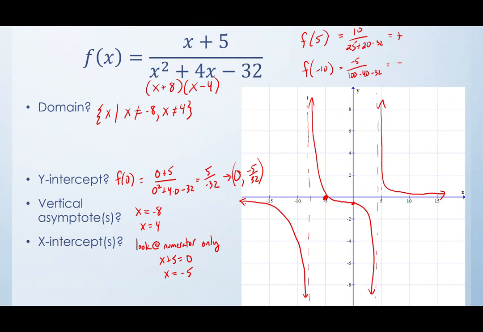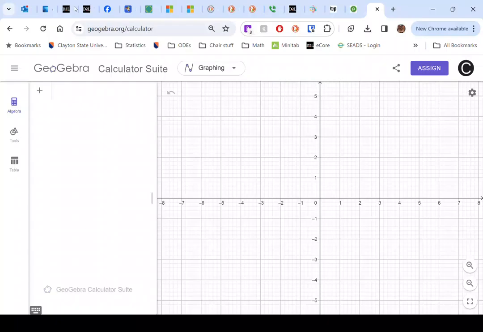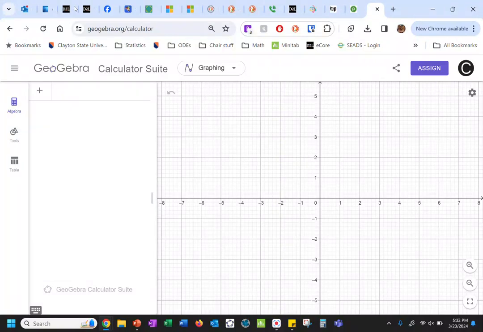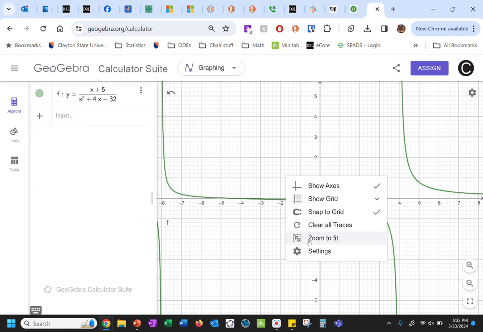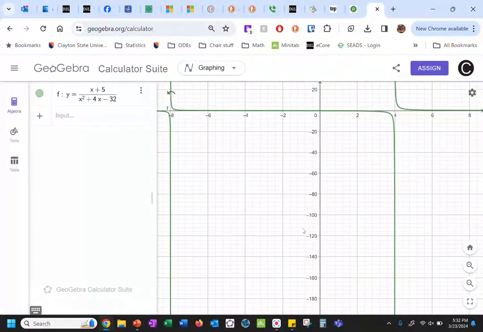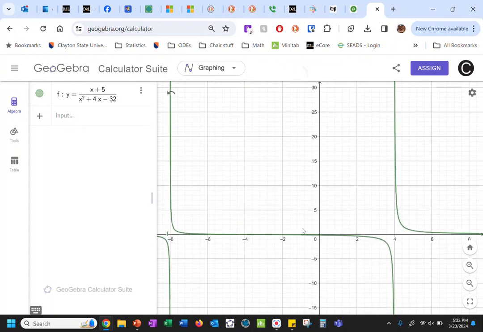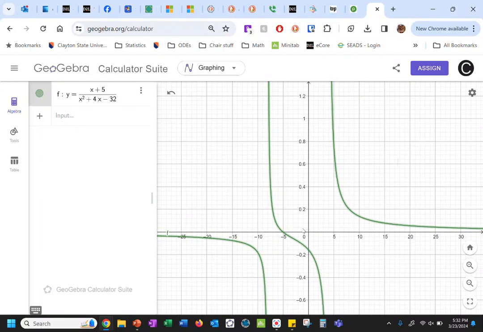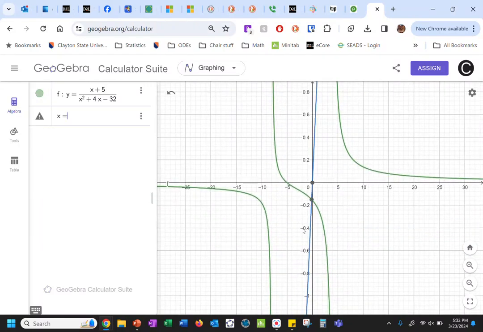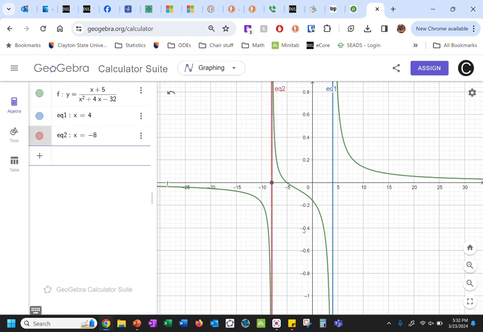And then, of course, we can verify that our graph is correct by going ahead and graphing it, y equals x plus 5 over x squared plus 4x minus 32. We're going to have to do a zoom to fit. That did not do a good job. Why am I not surprised? Let's do this. There, that looks better. And we can see that we got our asymptotes correct there as well.